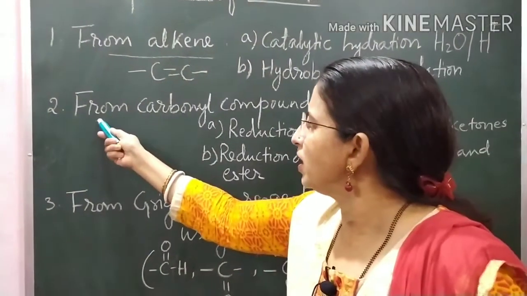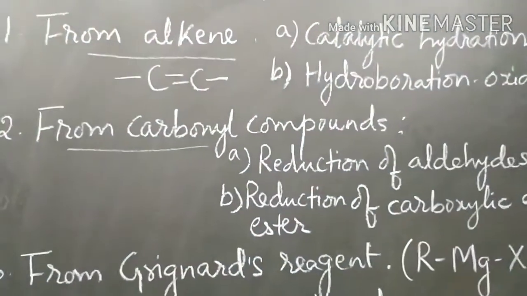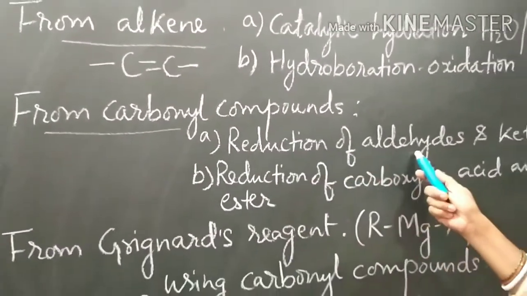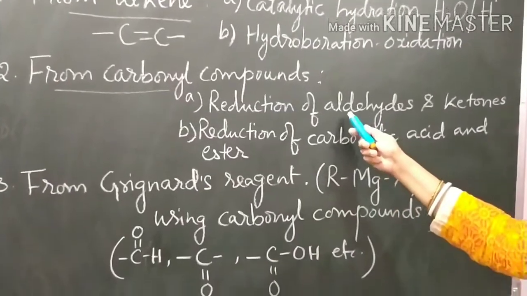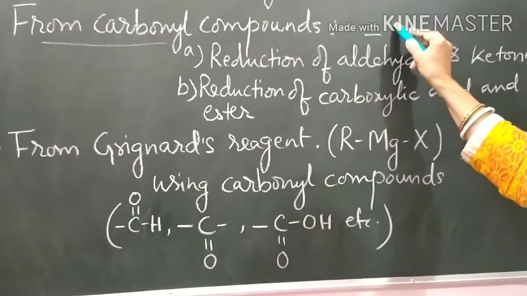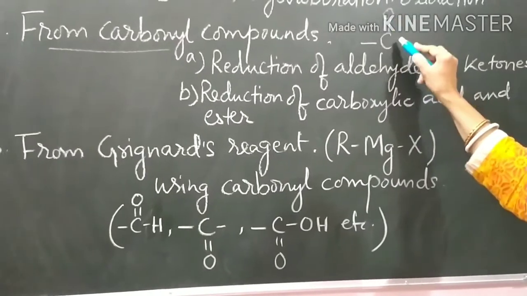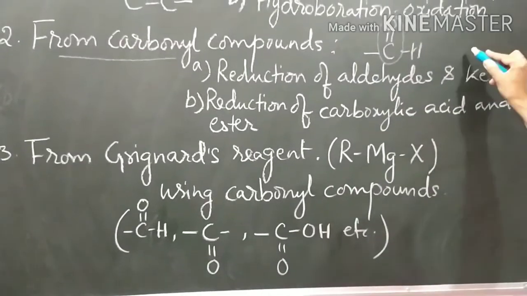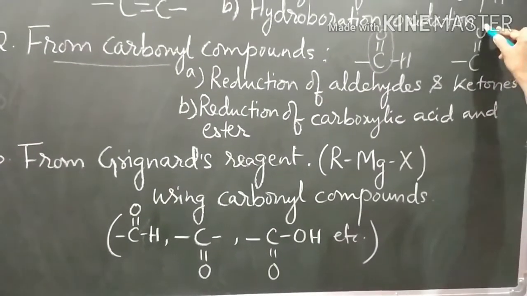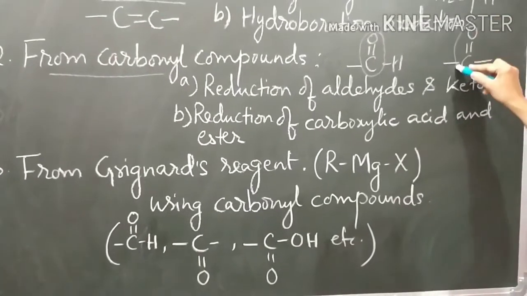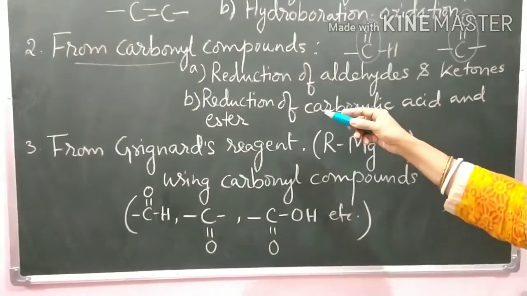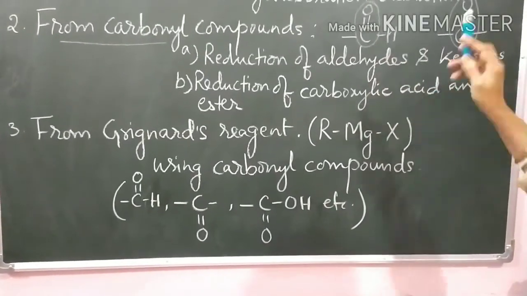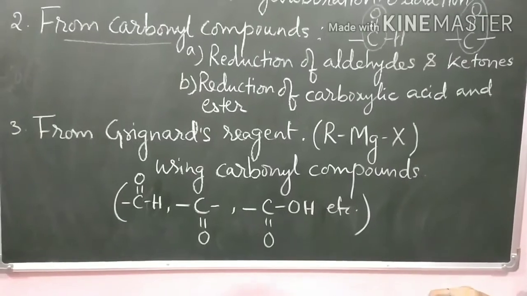The second method of preparation is from any carbonyl compound. It can be prepared by reduction of aldehydes and ketones. Aldehydes are nothing but C double bond O H. So this is the carbonyl group present in aldehyde. Ketone is C double bond O. So from ketone, this is the carbonyl group. By reacting hydrogen with a carbonyl compound, we can get the respective alcohol.